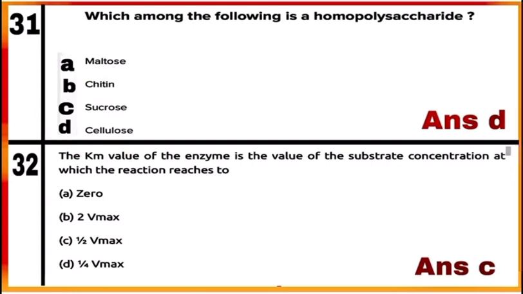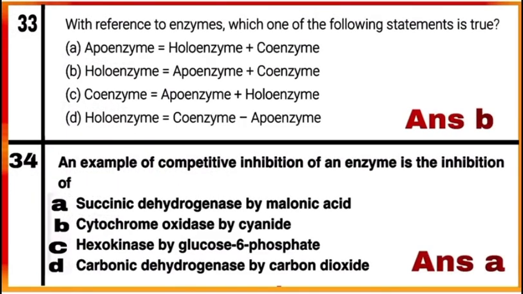Question 32. The Km value of the enzyme is the value of the substrate concentration at which the reaction reaches half of the maximum velocity or half V max. So here mark C as a correct answer. Question 33. With reference to enzymes, which one of the following statements is true? Statement B is true. Holoenzyme is formed when protein part of the enzyme called apoenzyme combines with coenzyme, which is the organic compound. So here mark B as a correct answer.